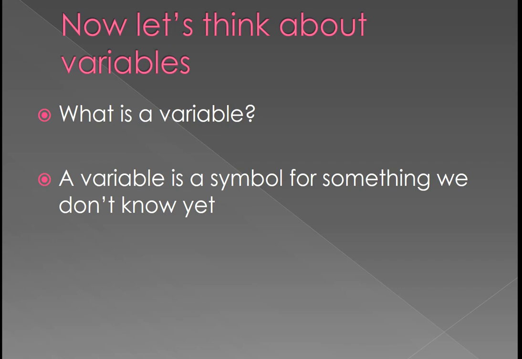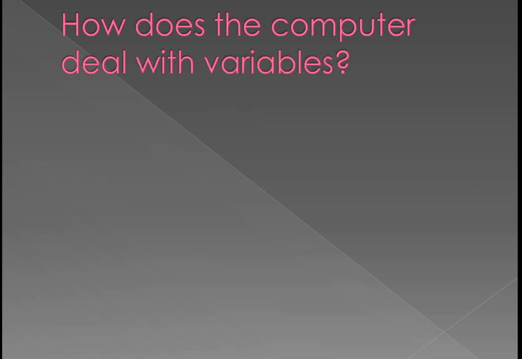Okay, so now let's think about variables. What is a variable? In math, a variable is a letter like X or N, which stands for a number that we don't know yet. Now, in computers, it's not necessarily a number. In computers, a variable can be anything. So, how does the computer deal with variables?